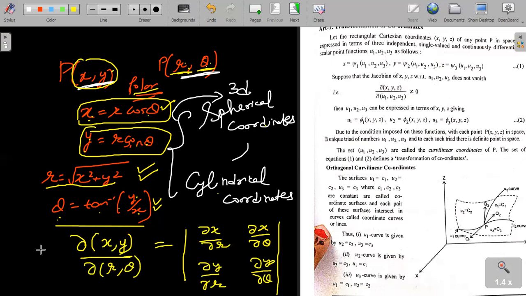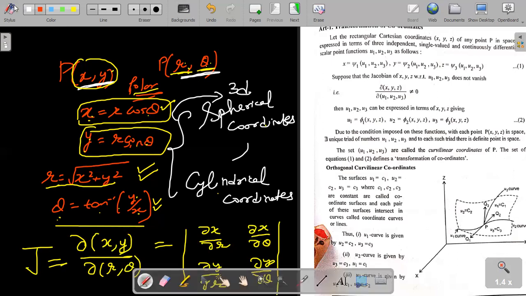So basically, if the value of this Jacobian is non-zero, then you can change the Cartesian coordinates into polar coordinates. Similarly, you can change the Cartesian coordinates into spherical coordinates and spherical coordinates into polar coordinates, right? So all these conversions are possible, right? So we have seen in your simple Cartesian system that you can change one system into another.